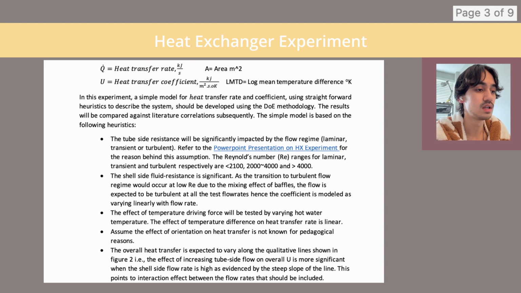The tube side resistance will be significantly impacted by the flow regime: laminar, transitional, or turbulent. Refer to the PowerPoint presentation on the HX experiment for the reason behind this assumption. The Reynolds number, Re, ranges are laminar, transitional, and turbulent, respectively: below 2100, 2100 to around 4000, and above 4000. The shell side fluid resistance is significant.